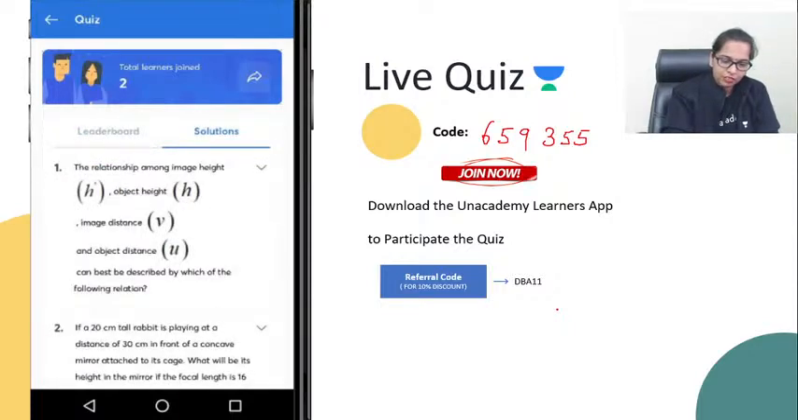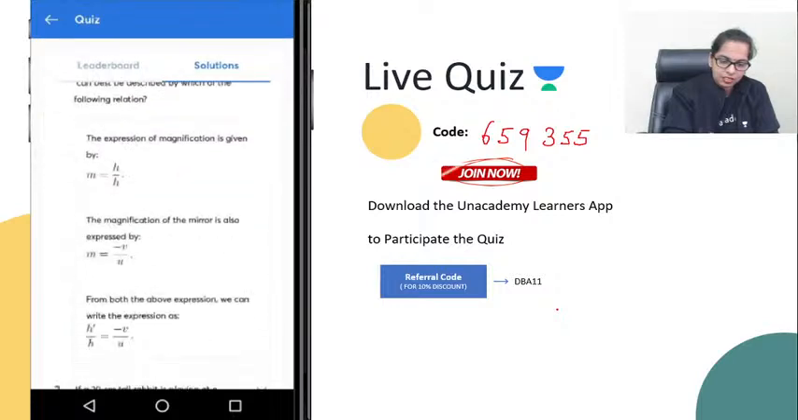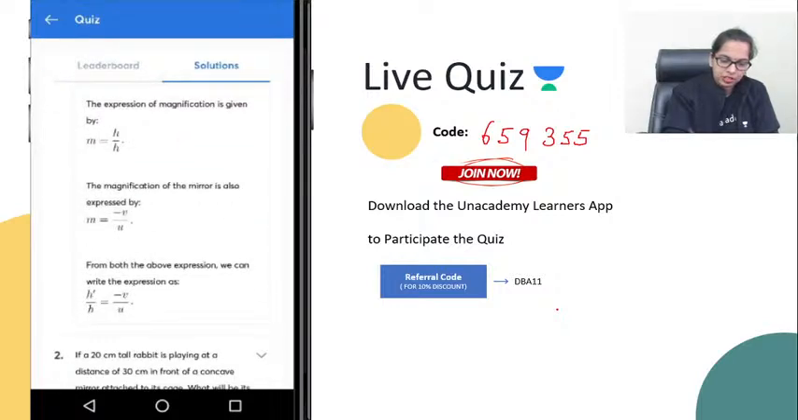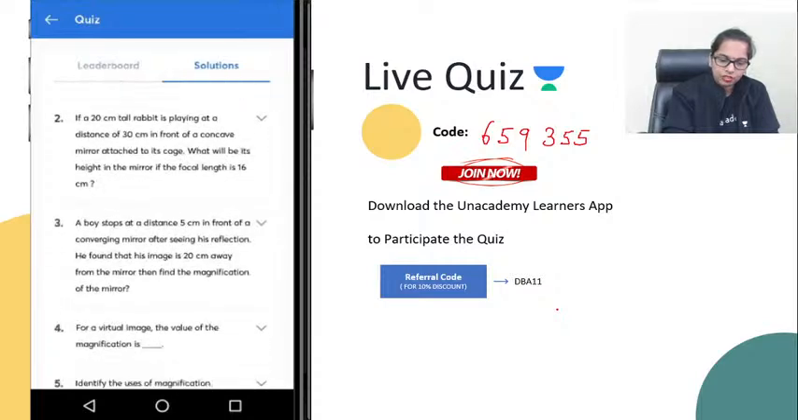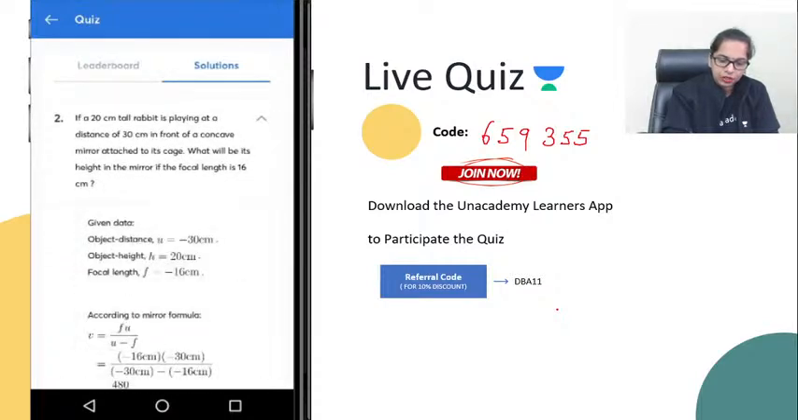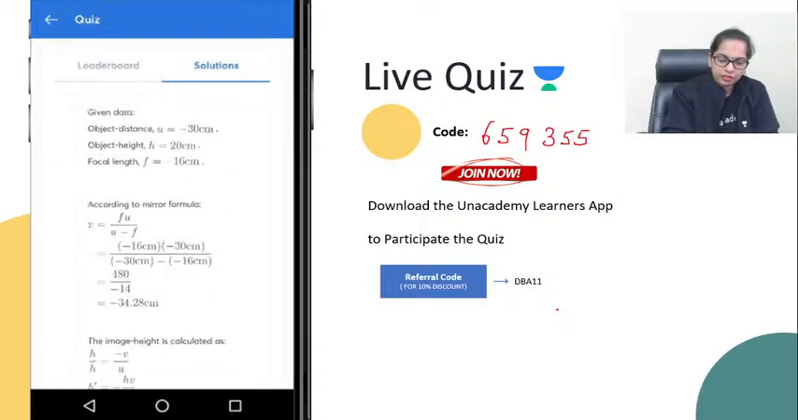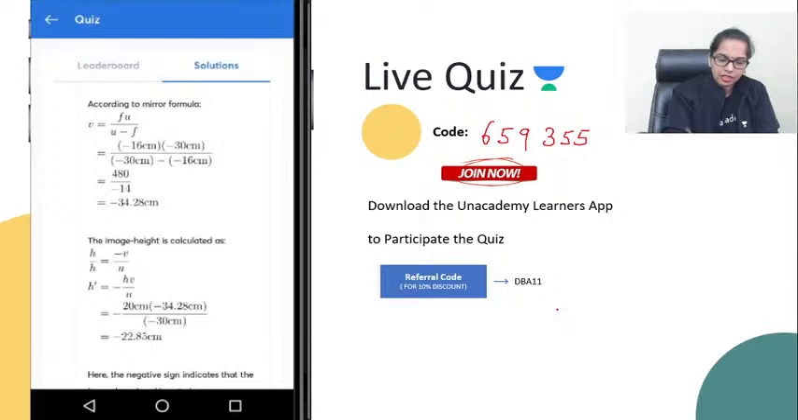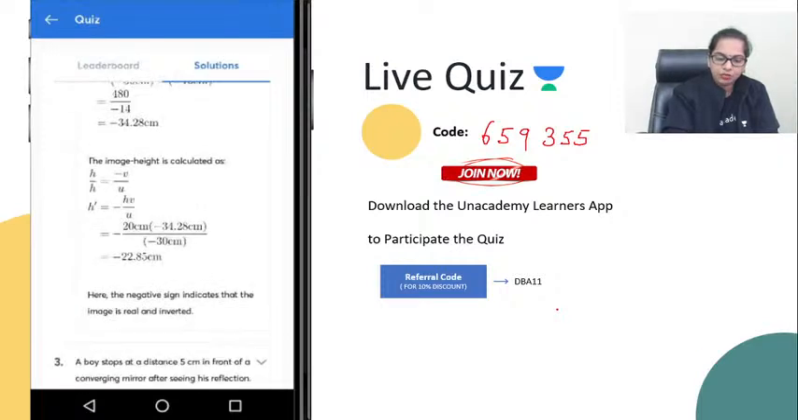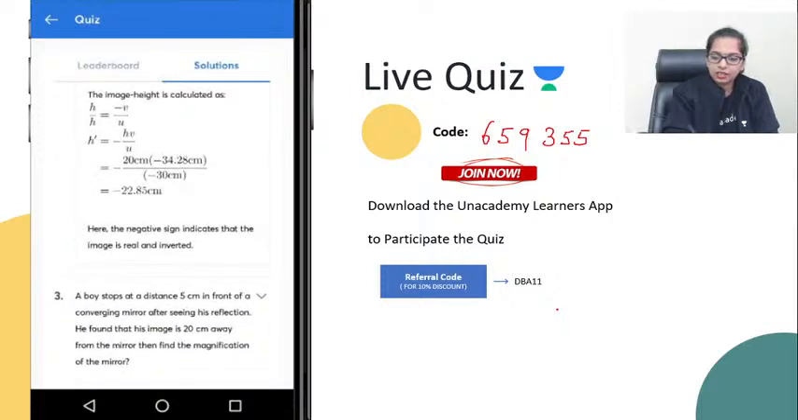Okay, for the very first question, the solution will be expressed in both expressions, written as minus v by u. Second question, use the formula. According to the formula, it will be minus 34.28 centimeters. Now finding the height of the image will be minus 22.85. The negative sign indicates that the image is real and inverted.